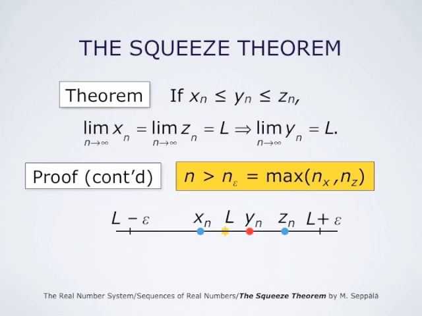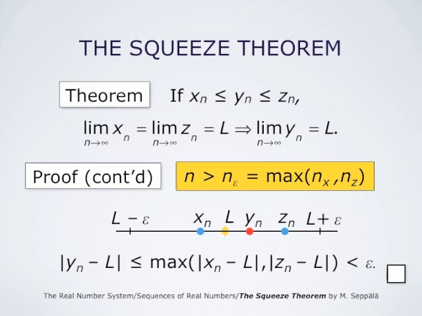So the numbers xn are the lower limits. This is the blue dot on the left, and the zn's are the upper limits. They are the blue dot on the right, and the yn's are squeezed between xn and zn. Since the yn's are squeezed between xn and zn, and since xn and zn are both closer than the distance epsilon from the limit value capital L, then also yn must be closer than the distance epsilon from the limit value capital L. The yn's are simply between the xn's and zn's.